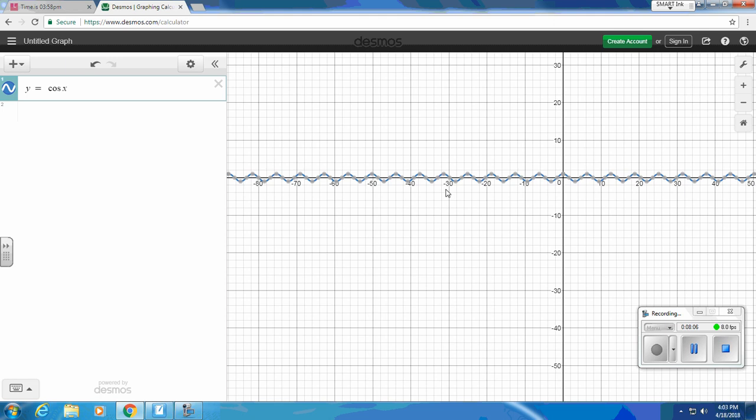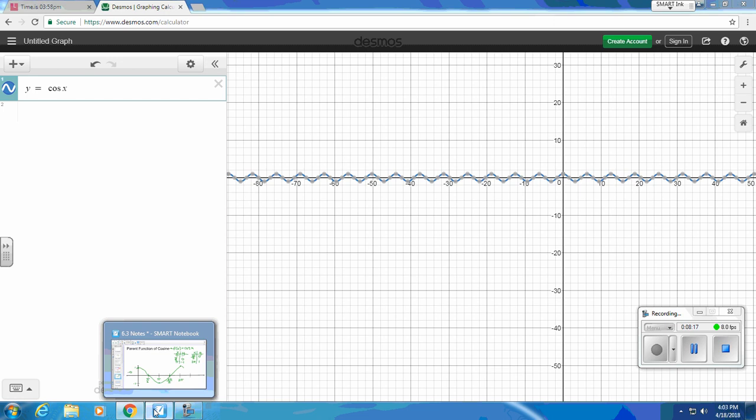Sine and cosine graphs are extremely similar. They're just basically a shifted, horizontally translated version of each other. Okay, so they will look similar, but you'll have different specific values at each point.